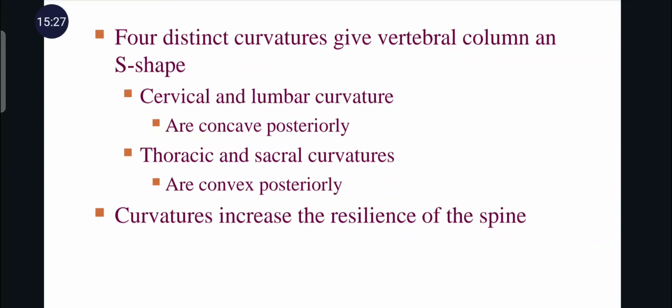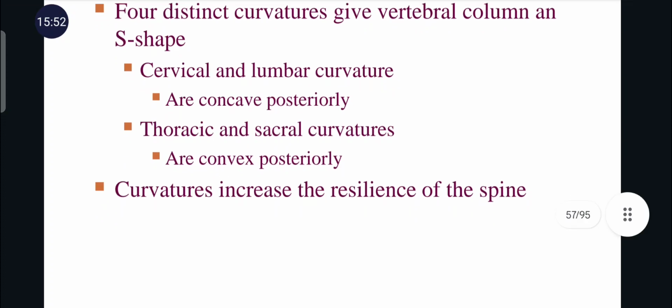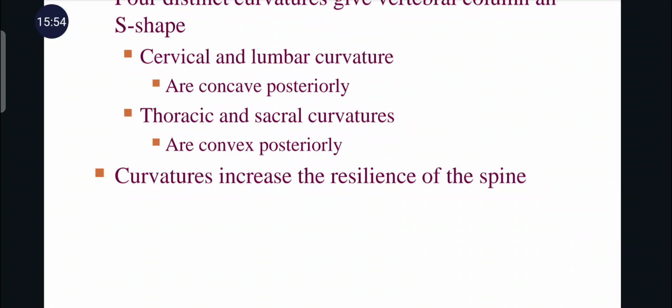4 distinct curvatures give the vertebral column an S-shaped structure. So the vertebral column is not straight, but it has an S shape. These curvatures are the cervical curvature and lumbar curvature. Cervical curvature is present in the cervical region and is concave posteriorly, while lumbar curvature is present at the trunk or lumbar region. Thoracic and sacral curvatures are convex and are present in the thoracic and sacral regions. Curvature increases the resilience of the spine.